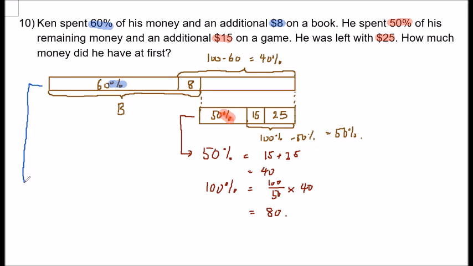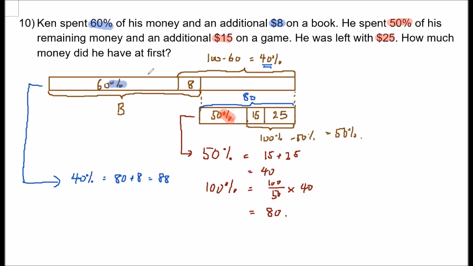Now we are going to move up to the first layer. So guys, how do we move up to the first layer? Can you see that this amount we have already found is 80. So 80 plus $8 here equals 40% of the first layer. So we can say that 40% equals 80 plus 8, which is 88.